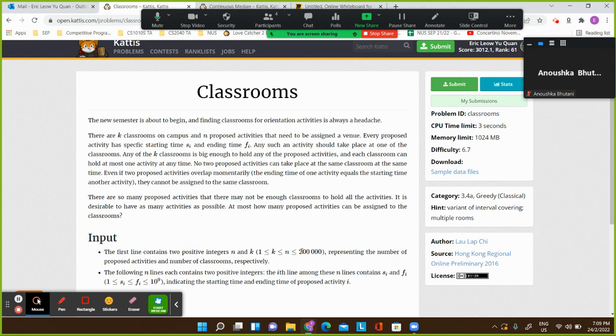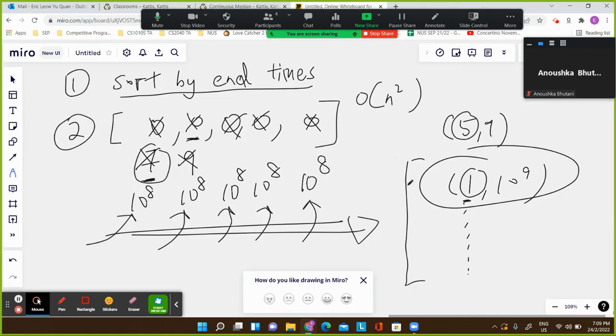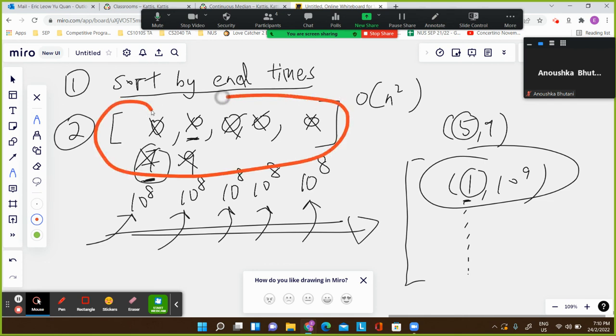So n squared will not pass, because n is 10 to the power of 5, so n squared is 10 to the power of 10, which is too slow. But the idea is there. It's still too slow, so you need to make it even faster. What you need to change is actually this step. You might have realized that using an array to store all the classrooms is far too slow.